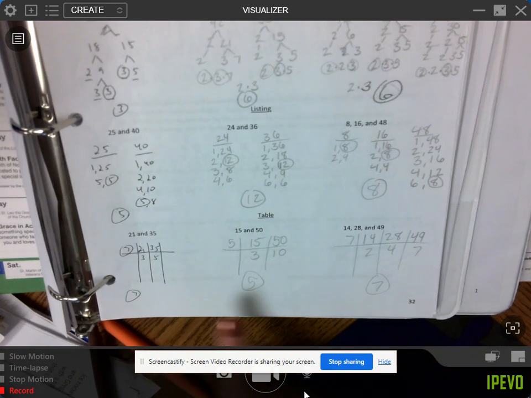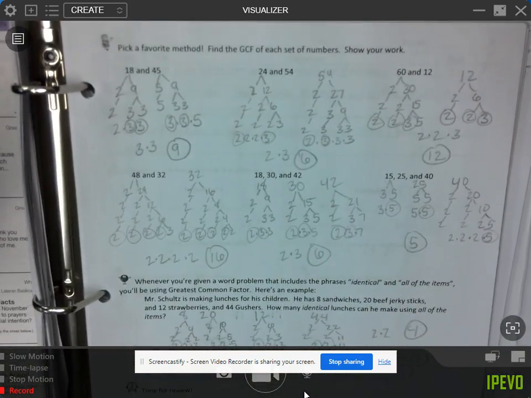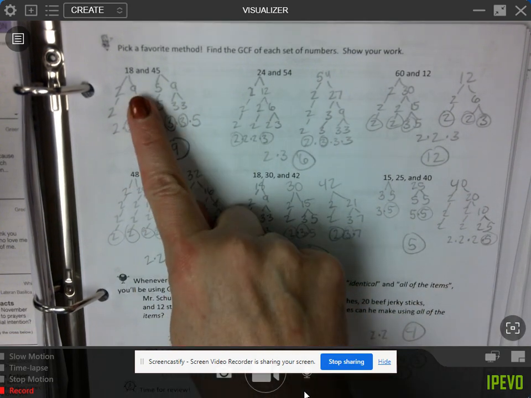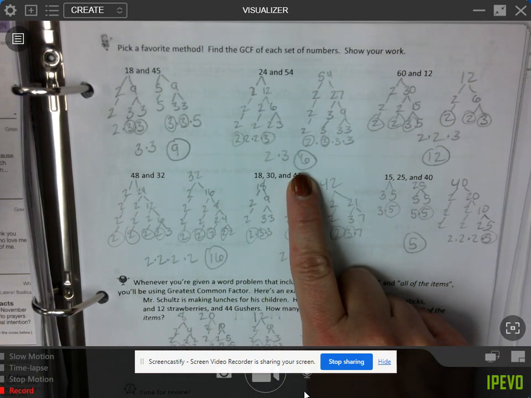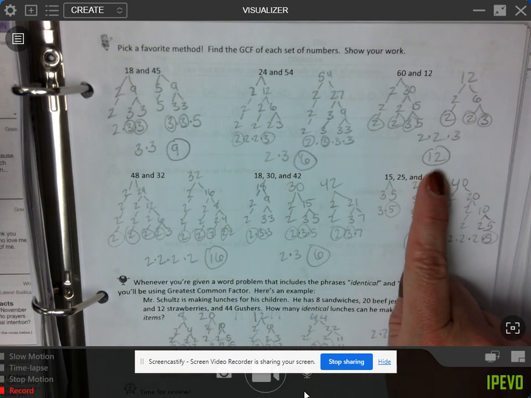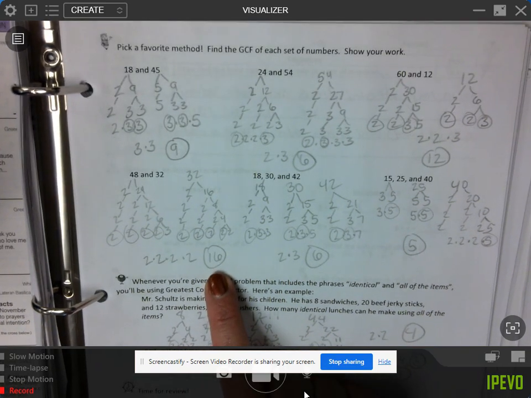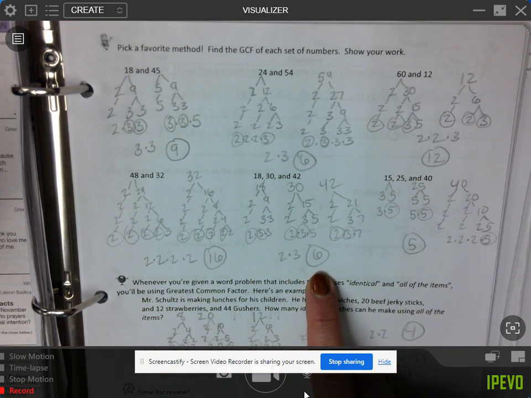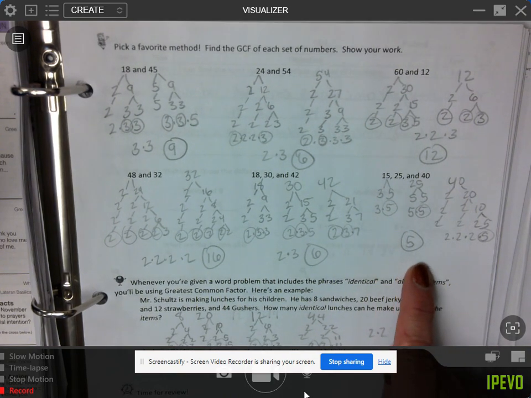Then we talked about our table method. And on our homework page, we had to do whichever method we wanted. No matter which way we do it, we should come up with the same greatest common factor. So for 18 and 45, the greatest common factor is 9. For 24 and 54, it is 6. For 60 and 12, it is 12. For 48 and 32, it is 16. For 18, 30, 42, it is 6. And for 15, 25, and 40, the greatest common factor is 5.